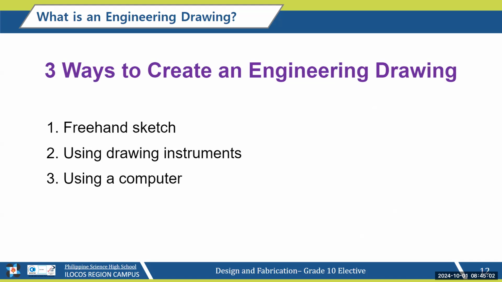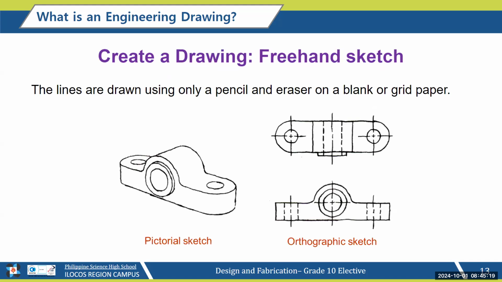Now, there are three main ways to create an engineering drawing. These methods allow you to communicate your design effectively, whether it is in its early stage or fully developed. Number one, we have freehand sketch. This method involves drawing lines with just a pencil and eraser on blank or grid paper. It is very quick and it is also flexible.